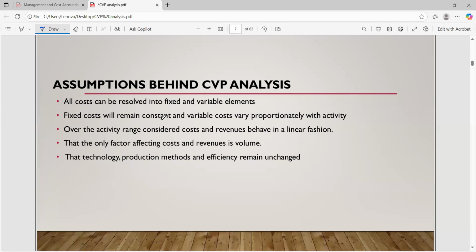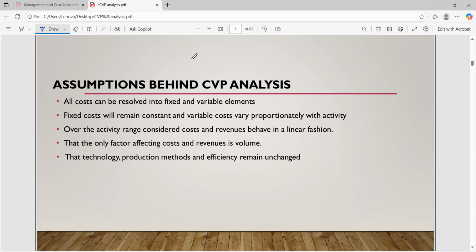Over the activity range considered, cost and revenue behave in a linear fashion. It means that cost and revenue must be equal. That's the only factor affecting cost and revenue: the output, or the quantity you are producing. That is the revenue. So these are all assumptions we make in cost volume profit analysis.